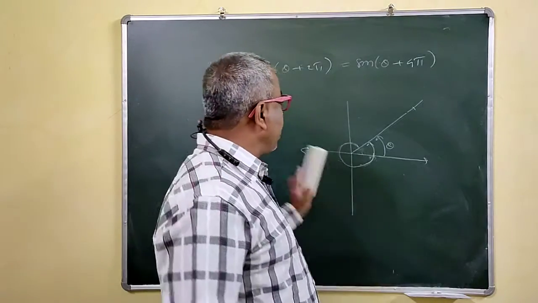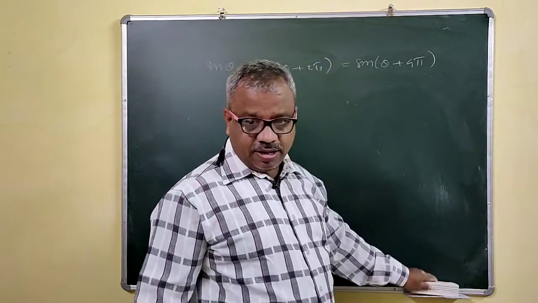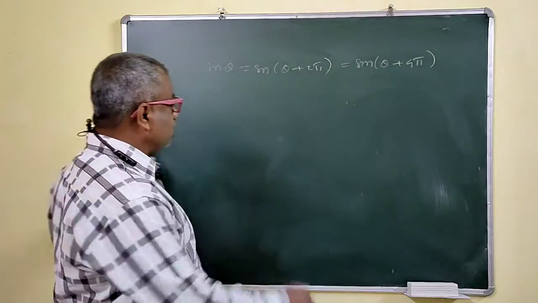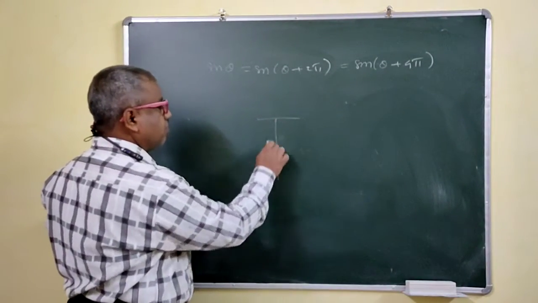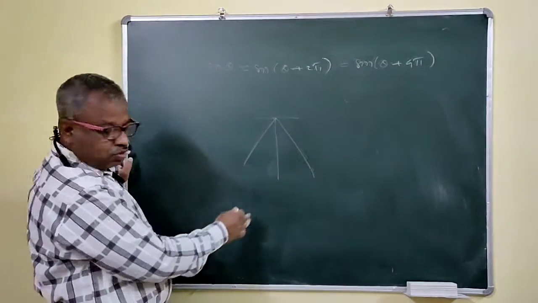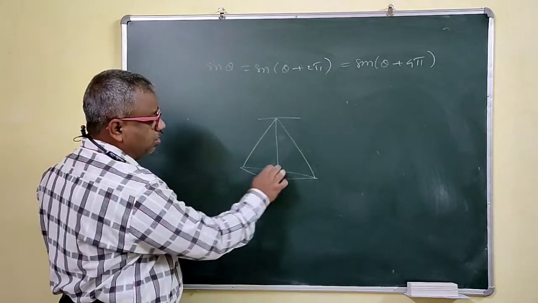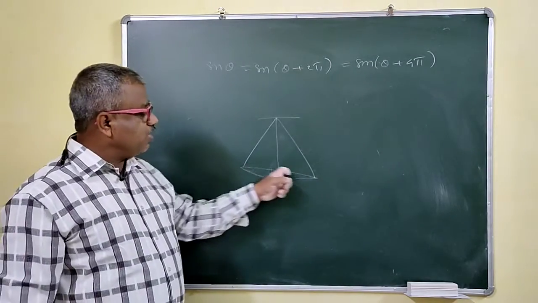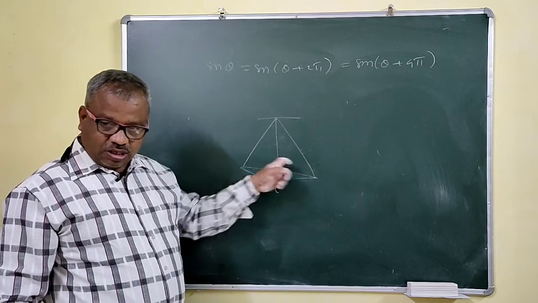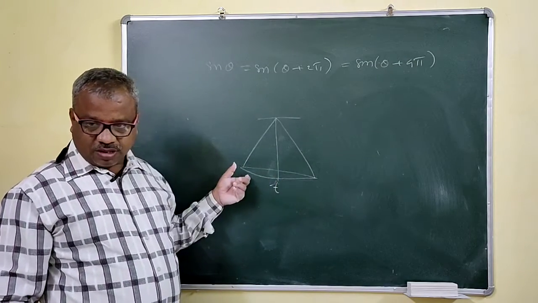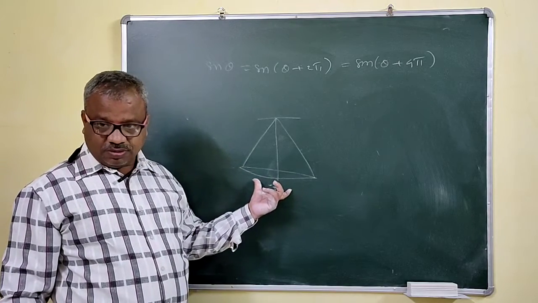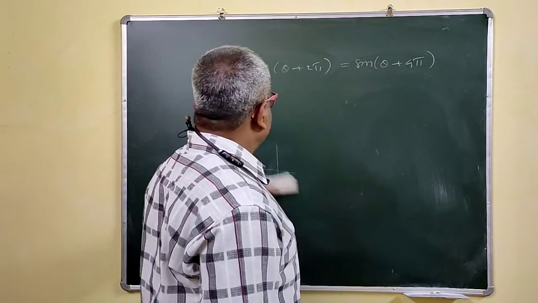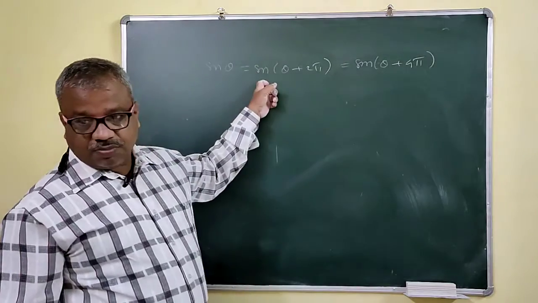So if you go on adding 2 pi, again the trigonometric ratio will be the same. Suppose this is a pendulum. If you see this is the time, it goes here and goes here, and everywhere this time is the same. That is called the period of the simple pendulum. So same thing here, your 2 pi is the period of sine theta.